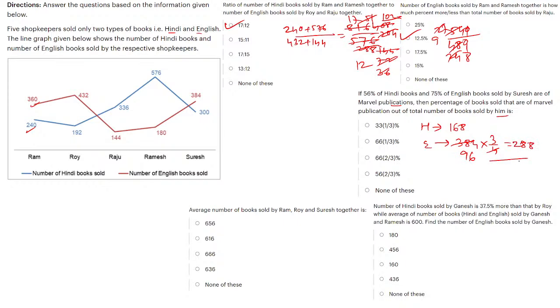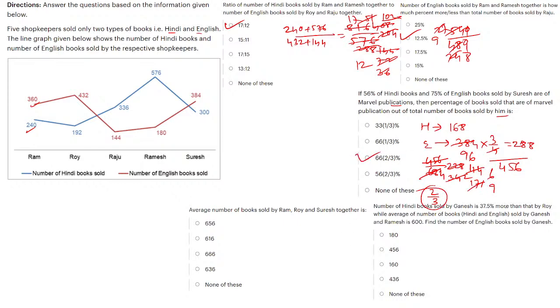So 168 plus 288, that means 456, and out of the total, that means 684, so 456 out of 684, reduce it, 228, 342, and 114, 171. Now 19, this is 6, this is 9, so 2 by 3, which gives 66 complete 2 by 3.